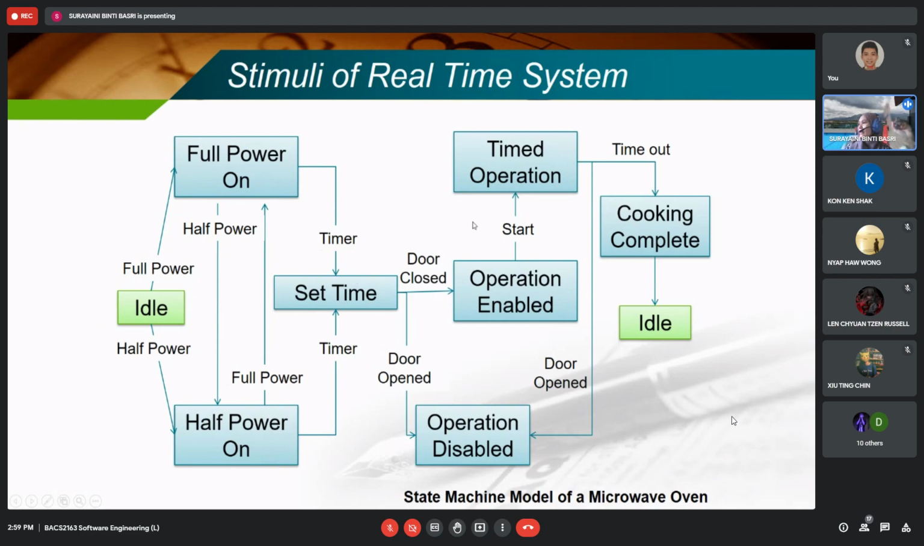Okay, so after that, another stimulus here is the door open. So when the door opens, it will make the operation disabled. Okay, so when the door closes, it will make the operation enabled. So that is the process of the state machine model for a microwave oven. So this is actually an example of a state machine diagram.